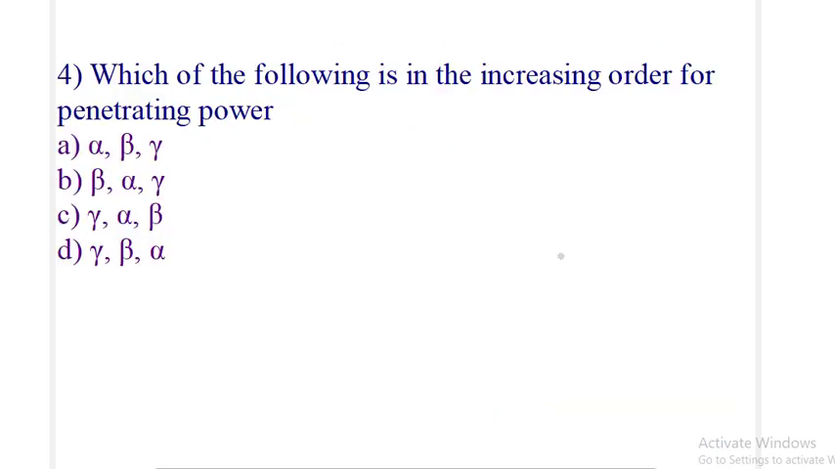Next is question number 4. Which of the following is in the increasing order of penetrating power? We must find the sequence in which the penetration power increases. In this case, alpha has the least penetration power, then beta has penetration power which is 100 times alpha, and gamma has penetration power which is 100 times that of beta.